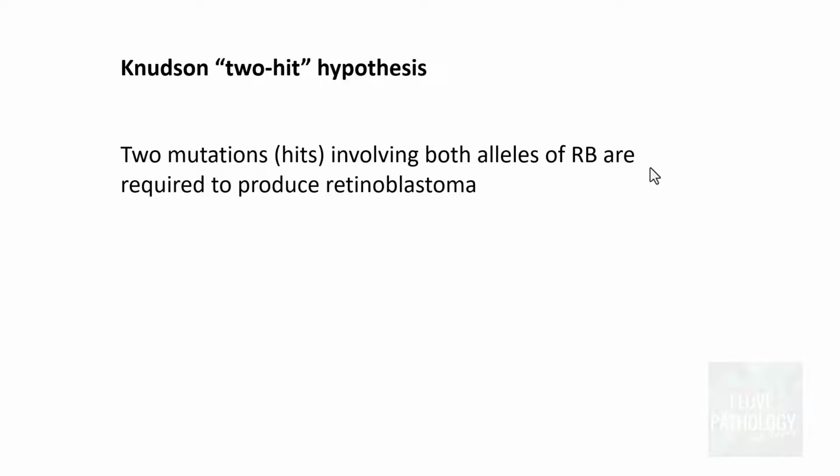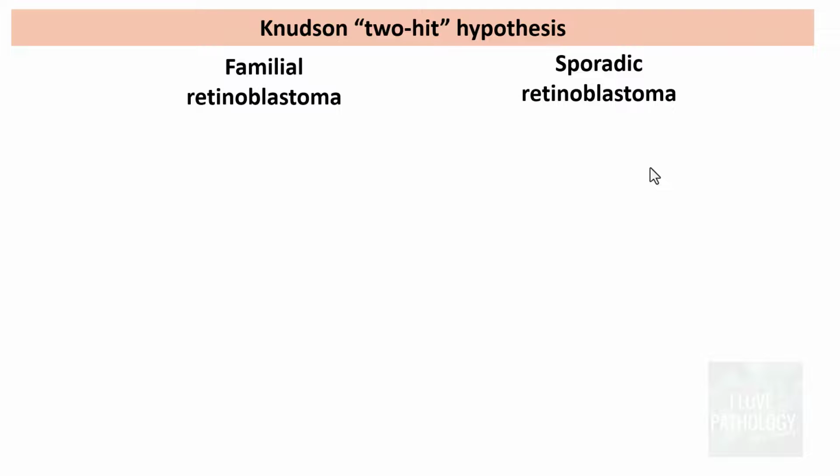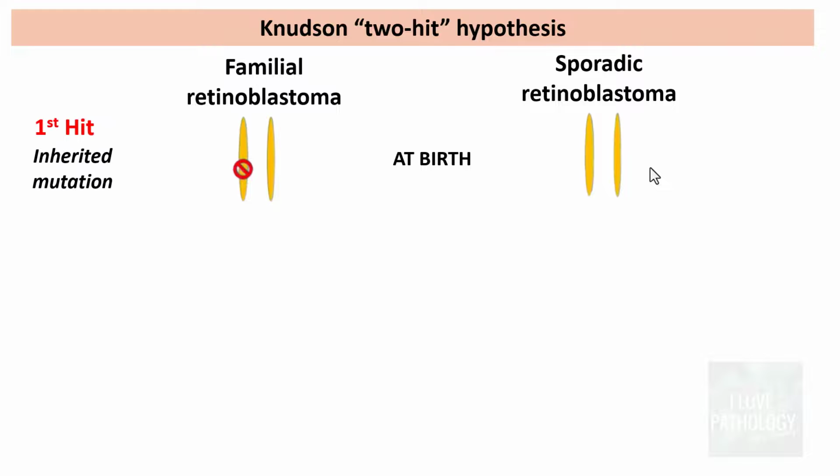Well, let us understand this by the illustration now. We know that retinoblastomas are categorized into familial and sporadic retinoblastoma, right? So at birth, if you look at the genetic component, particularly on the long arm of chromosome number 13, where the retinoblastoma gene is located, in cases of familial retinoblastoma, there is already a first hit. That means there is an inherited mutation of the retinoblastoma gene. So that is the first hit in familial retinoblastoma at birth itself. Whereas it is not so in the cases of sporadic retinoblastoma.